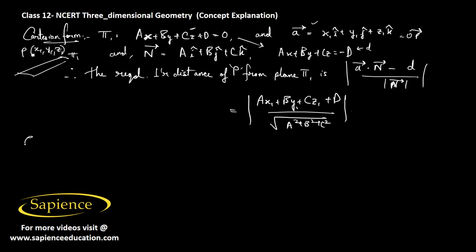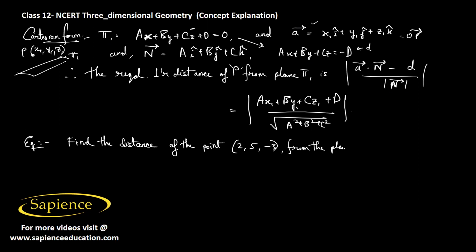Now we can understand this by one example. Suppose it is asked to find the distance of the point 2, 5, minus 3 from the plane r vector dot 6i cap minus 3j cap plus 2k cap, that is equal to 4.